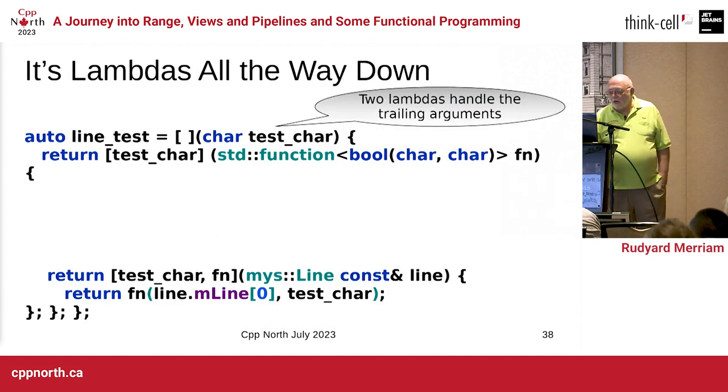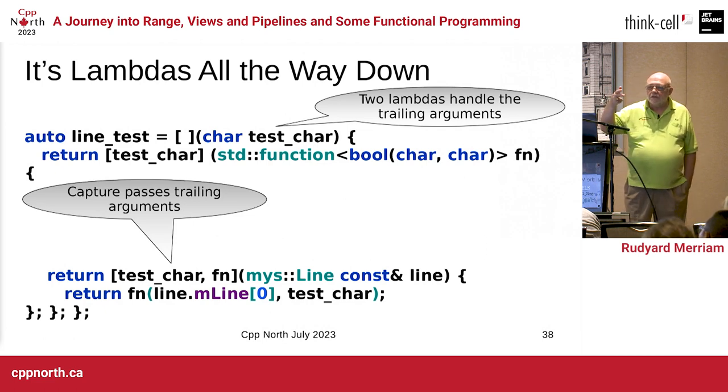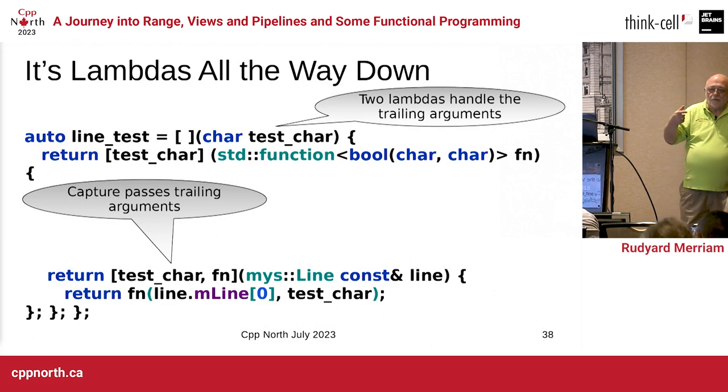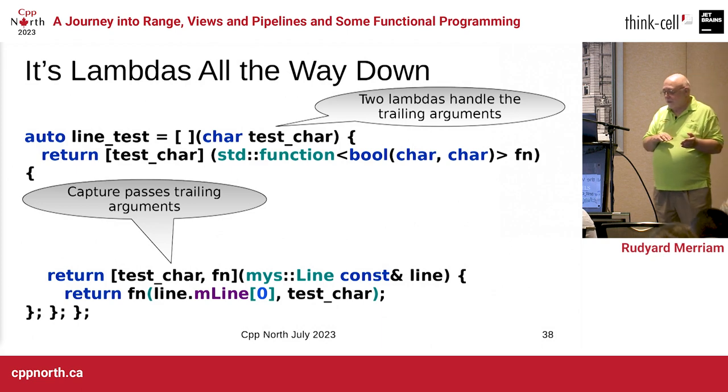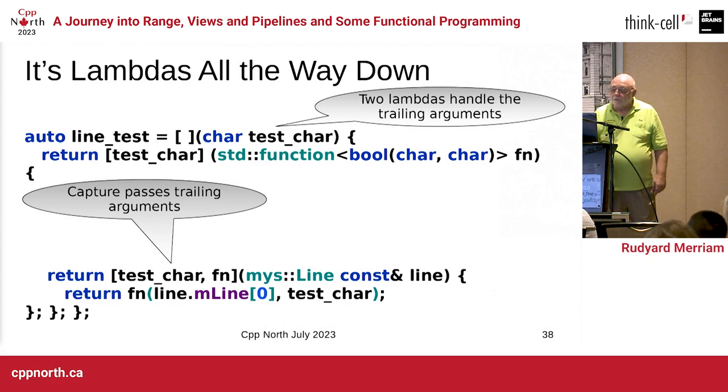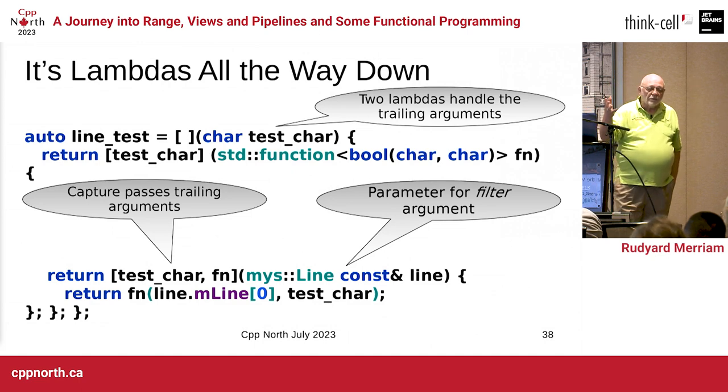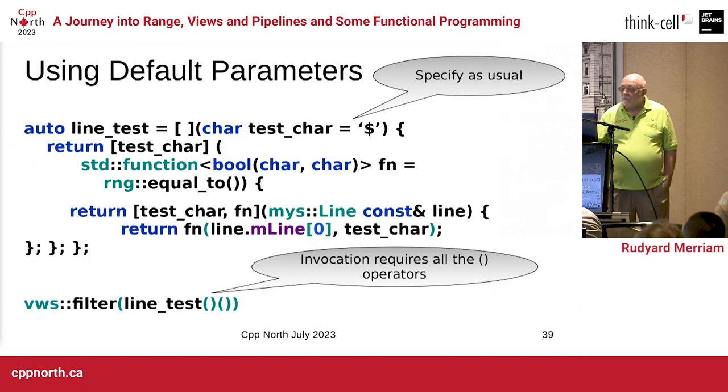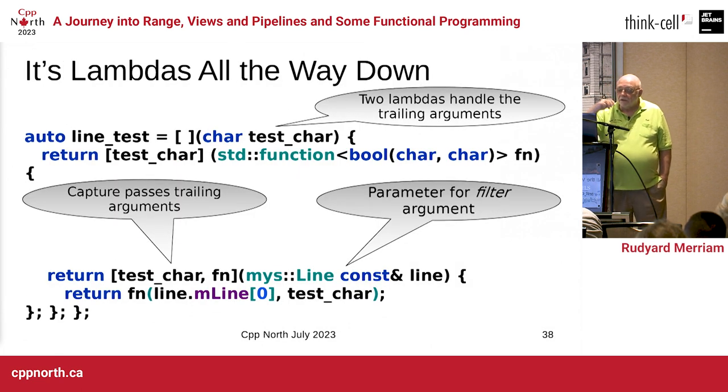Recall that lambdas are classes, and there are two methods that may be instantiated when you have a lambda. One is the call operator, which is where our parameters come in. The other is a constructor. The capture list gets passed to the constructor, and data members are included in the class to hold what was passed in as the capture. So we capture all the other arguments, and then we finally have our last parameter, which is what filter is going to pass in to this lambda. And then the last line is the actual execution of the function against the two characters that we're going to test: the first one in the line and our test character.